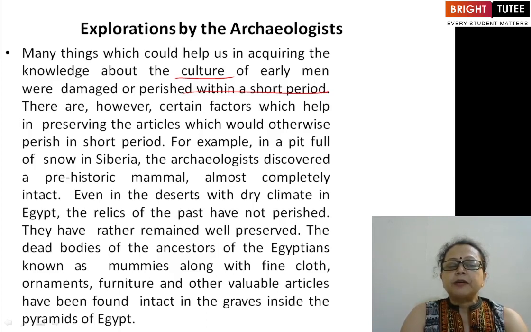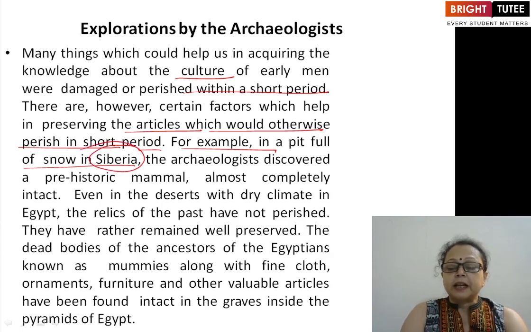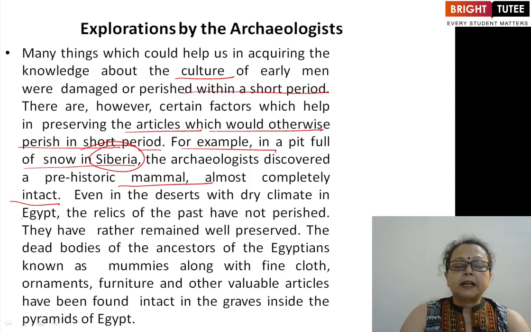There are, however, certain factors which help in preserving the articles which would otherwise perish in a short period. For example, in a pit full of snow in Siberia. Siberia is in Russia, earlier the Soviet Union, USSR, but now it is a cold desert of Russia. The archaeologists discovered a prehistoric mammal over there, almost completely intact.